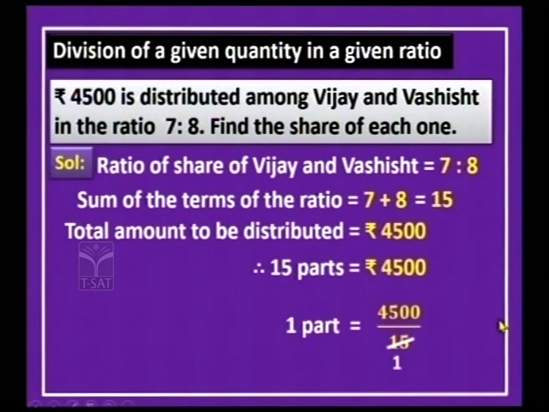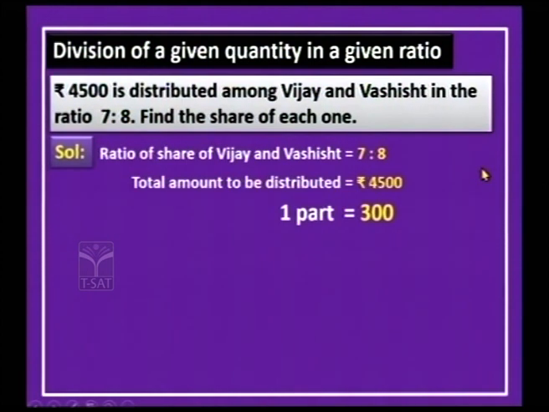Now let us do the simplification with the 15 table, children. 15 goes in 15 one time, and in 4,500 it goes 300 times. What is left? 300 by 1, which is 300. So one part is 300. Now from this ratio, if you see, Vijay has 7 parts, whereas Vasisht has 8 parts. Now let us find out their shares.